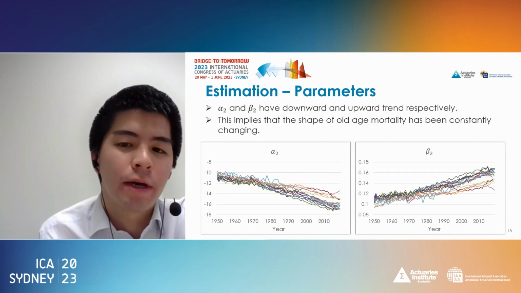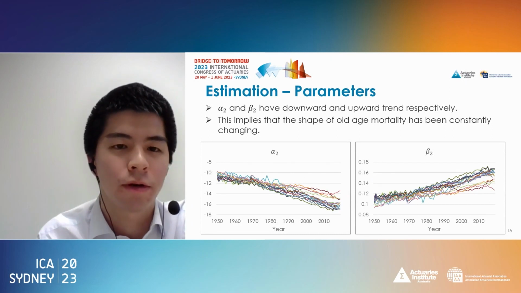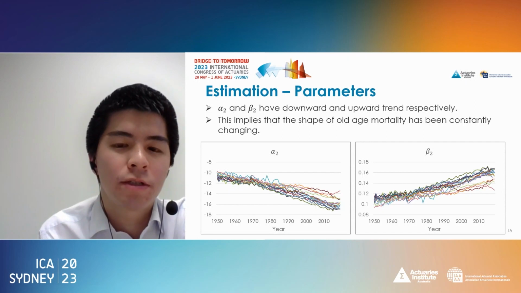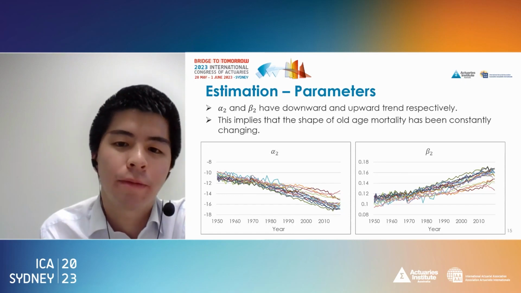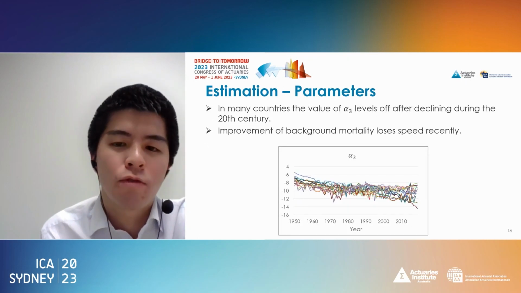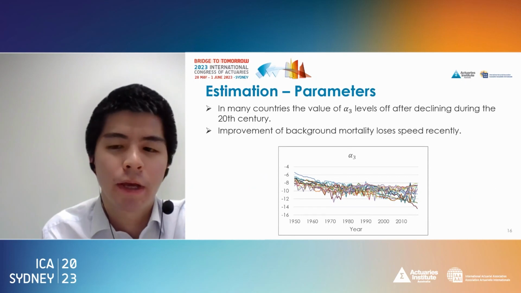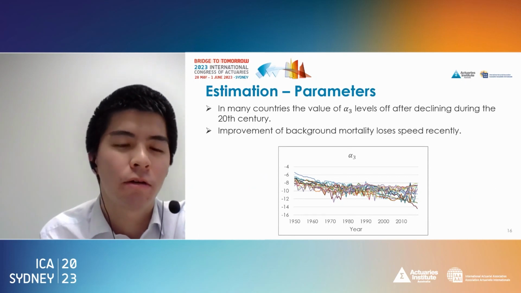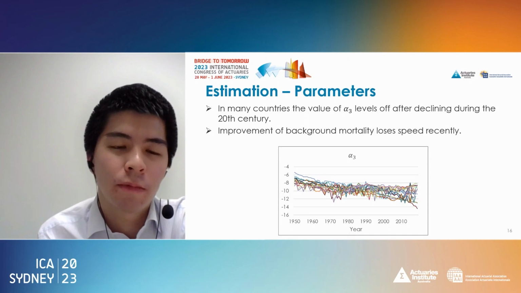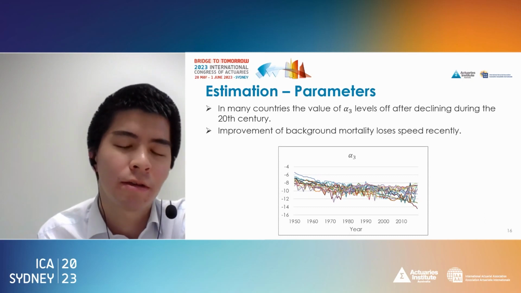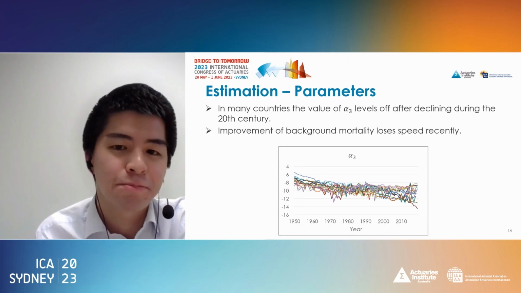On the other hand, alpha 2 and beta 2 have downward and upward trends, respectively, which means that the shape of old age mortality has been changing constantly. Okay, and about alpha 3, which represents background mortality, it declined in the latter part of the 20th century and then levels off.